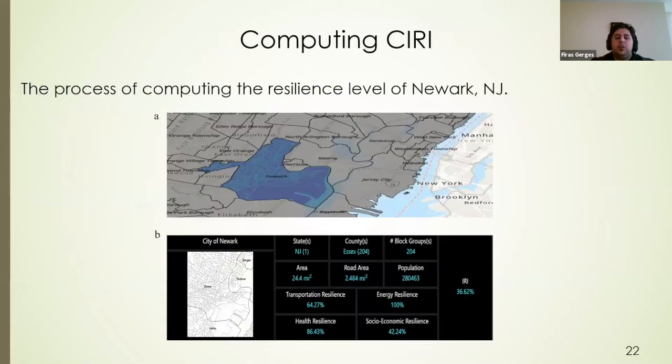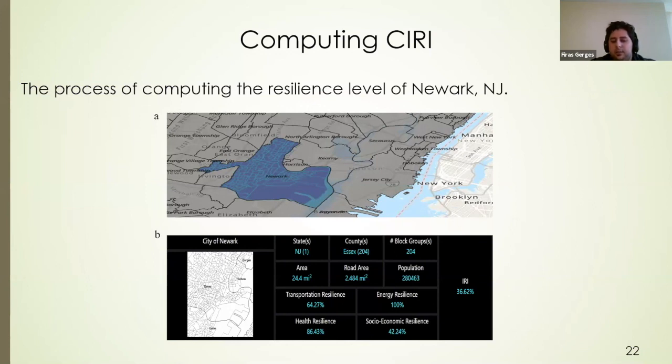So to compute Siri, for example, we select any area. Let's say here in a test case, we select Newark, and then a small dashboard will show a quick summary of the area selected, and then the resilience information, like transportation resilience index, energy resilience index, health resilience index, and socioeconomic.